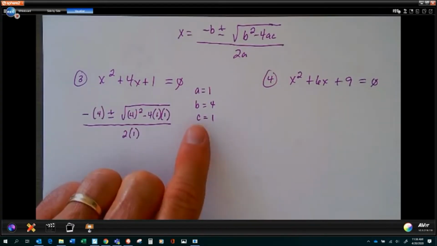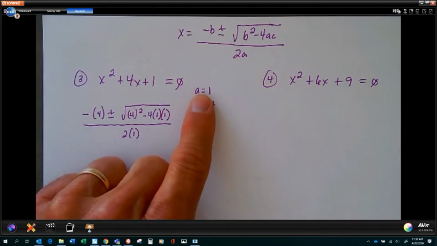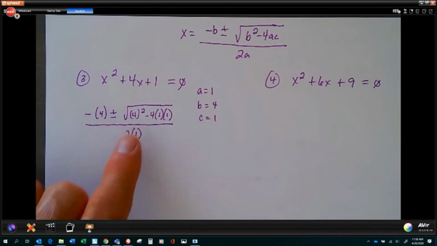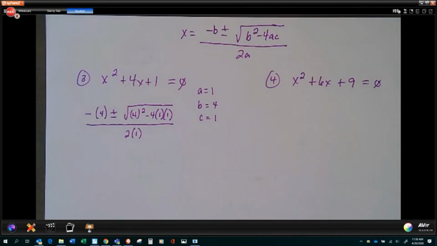Okay, step 1 is to find out your A and your B and your C. A is 1, B is 4, C is 1, and then directly substitute them in. And then I'm going to have the complete answers here.